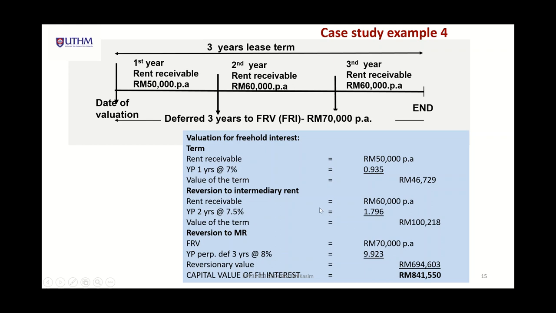So the total sum of the valuation for the freehold interest for this case study example 4 is the value of the term plus the value of the reversionary, and then we get the capital value of the freehold interest of about 800,000.